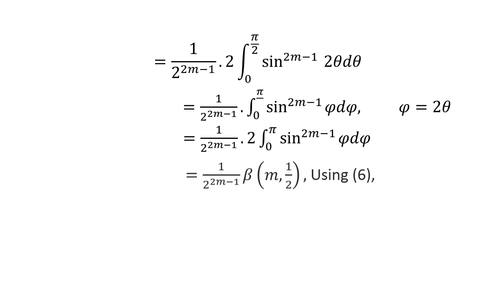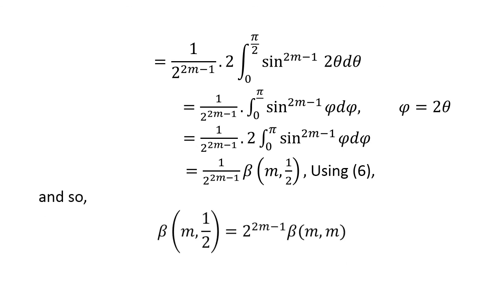and thus using the property of the beta function, this is 1 upon 2^(2m-1) β(m,1/2), and so β(m,1/2) is equal to 2^(2m-1) β(m,m).